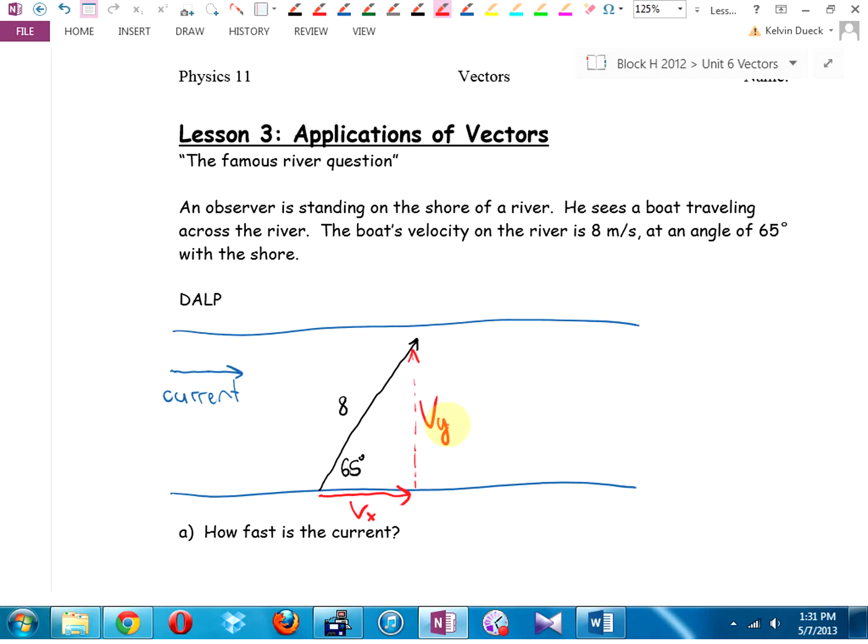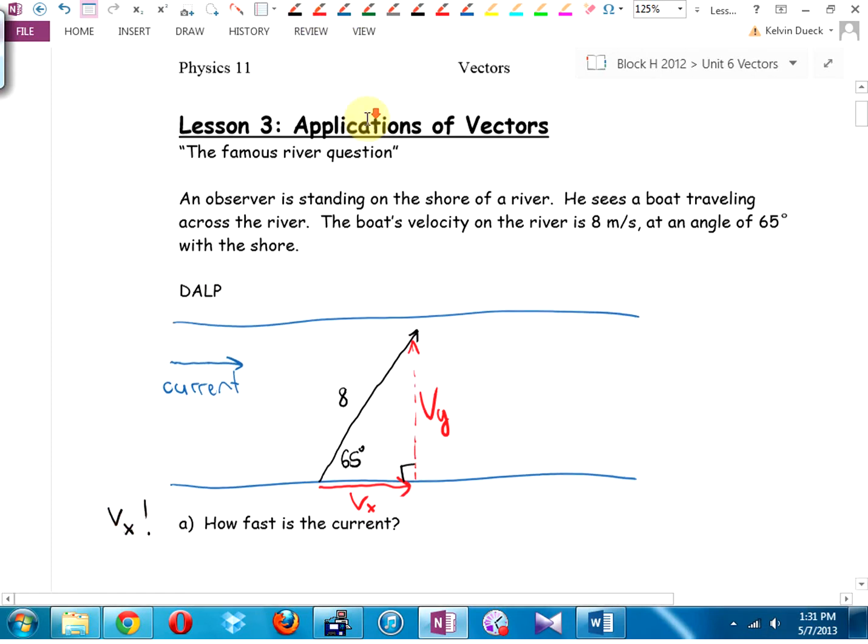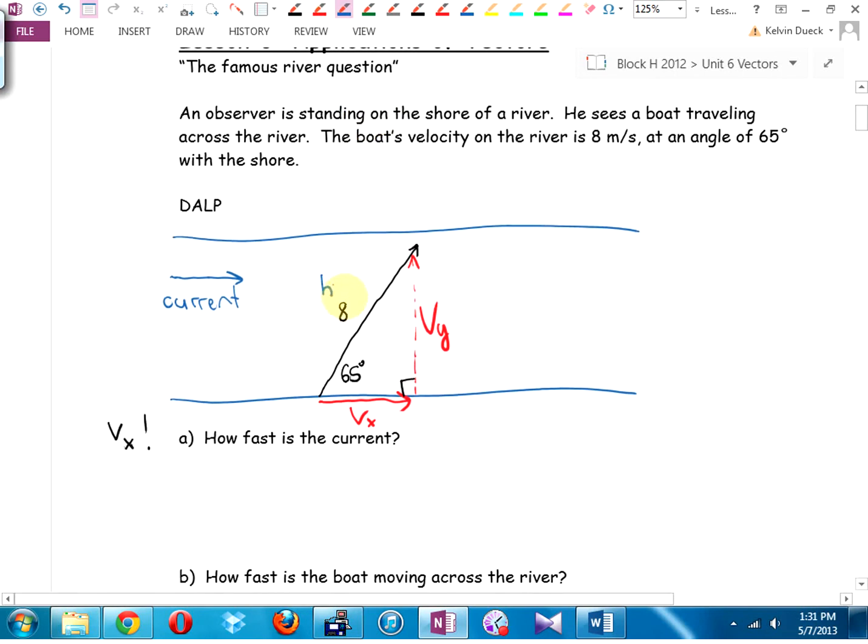Abe, what's part A asking me to find? What's the current speed? Which of those represents the speed of the current? Vx. So I have a lovely right angle here. I'm going to make a little note here, Vx, and I'm going to get triggy with it. Let's do some trig. This 8 is the hypotenuse, yes? What's Vx, opposite or adjacent?